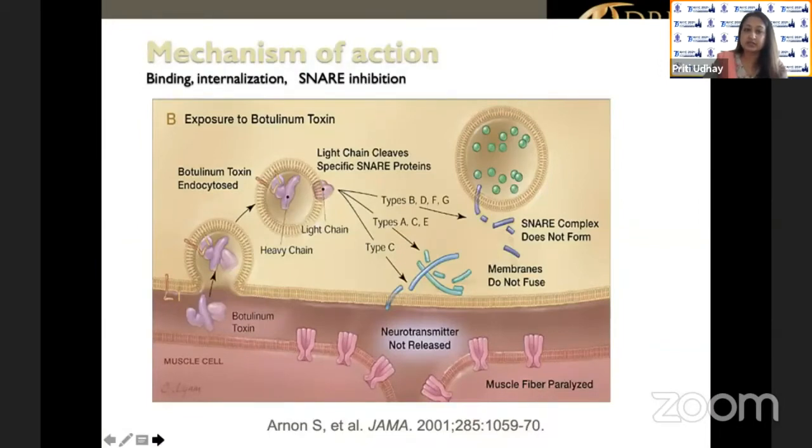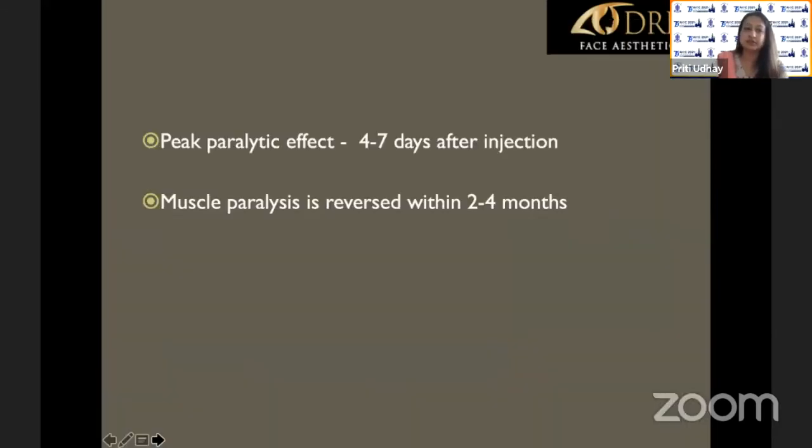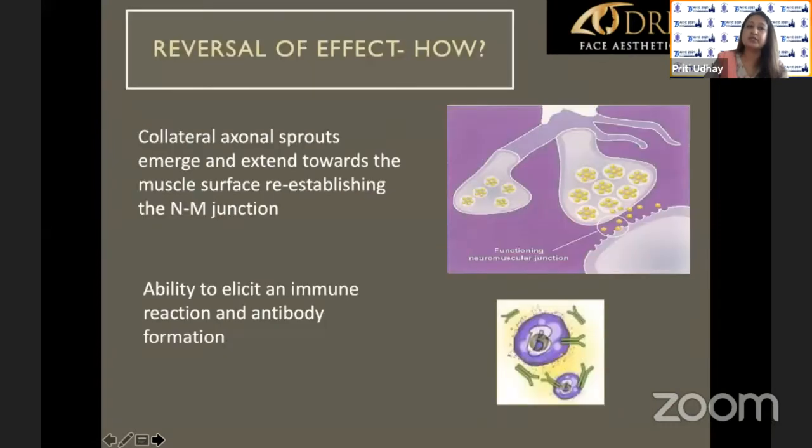Now, coming to the mechanism of action of Botox, it prevents the release of acetylcholine from the presynaptic terminal, and that is how it blocks the neuromuscular junction. So the Botox first gets internalized, it inhibits the SNARE protein and prevents the release of acetylcholine. The effect is seen about 4 to 7 days after the injection, and the muscle paralysis is reversed after 2 to 4 months. You must tell the patient that the effect will be seen only for 3 to 4 months, because after that, the collateral axonal sprouts come over in the presynaptic terminal and the effect goes off.